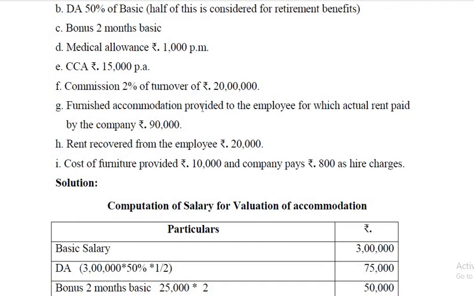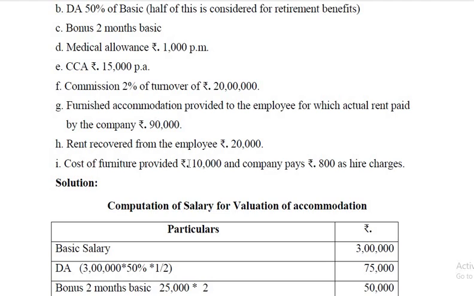furnished accommodation provided to the employee for which the actual rent paid by the company is 90,000. That means here also accommodation is not owned. Therefore, population does not come into picture here. Even if it is given, that is not to be considered. So the rule for valuation of perquisite value is 15% of salary or actual rent paid, whichever is less. Rent recovered from the employee, we'll take up that point next.